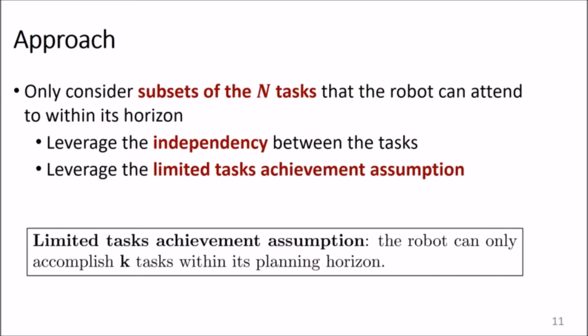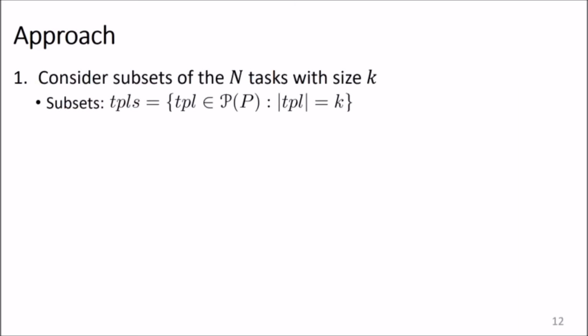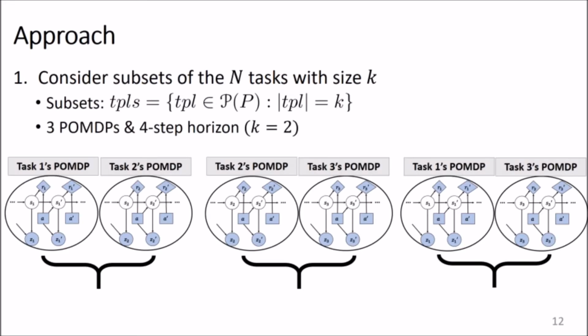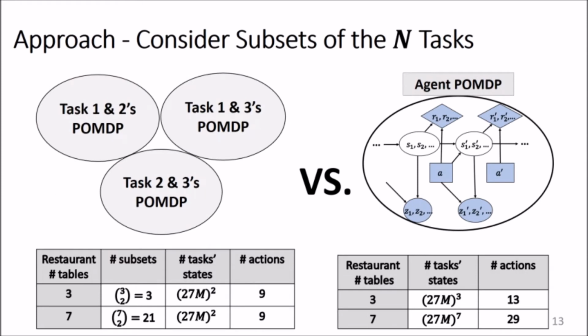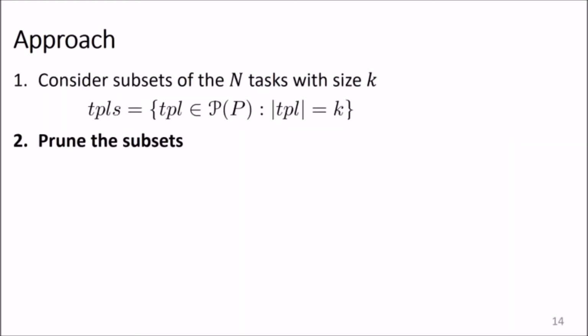In summary, we consider subsets of the n tasks with size k, and we leverage the independency between the tasks and the limited task achievement assumption. Our approach is as follows. We consider subsets of the n tasks with size k, for example, for 3 POMDPs and a 4-step horizon, we consider all pairs. And the efficiency that we are going to get out of this approach is that for 7 tables, we have 21 subsets. However, the model associated with each subset is much smaller than the agent POMDP model with 7 tables.